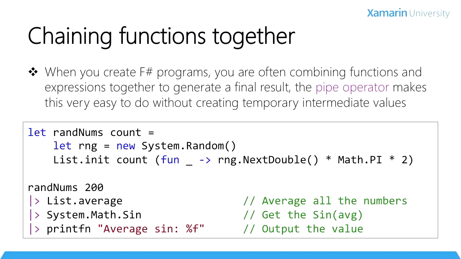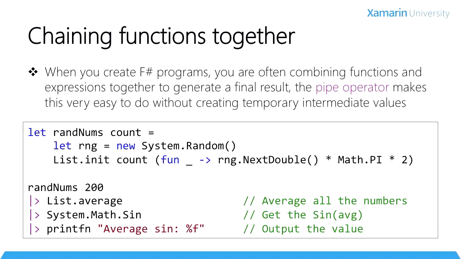And because everything returns an expression, it really opens up the ability to program in a functional fashion. In F#, we often combine functions and expressions fluently using a special operator known as the pipe operator. Take this code as an example. Here we're defining a random number generator function that takes a count of numbers to generate and returns a list of random doubles from 0 to 360. We then use that function to generate 200 numbers, average them together by piping the result list into the list average function, piping the average double result into the .NET sine method, and then taking the double result and printing it out to the console.